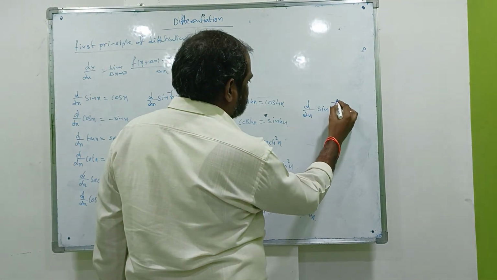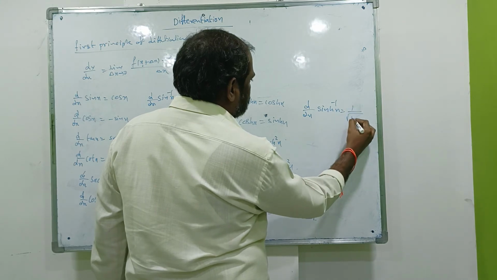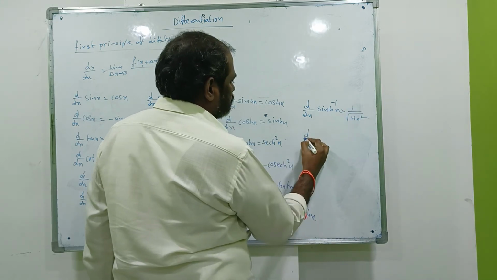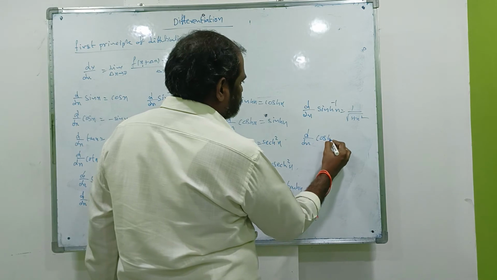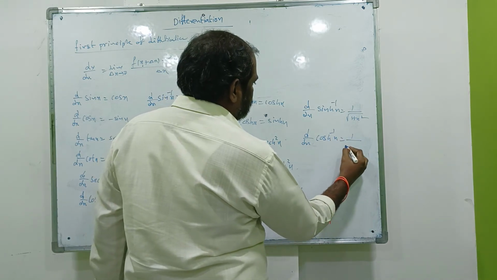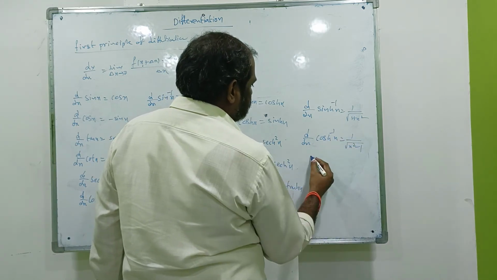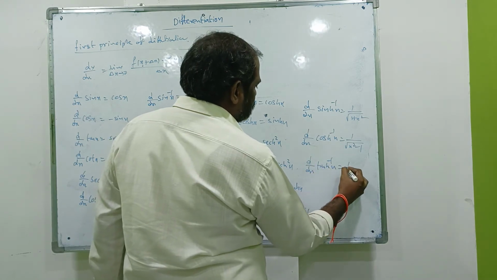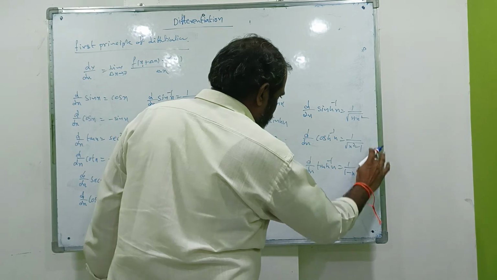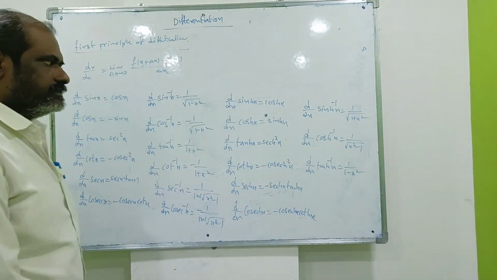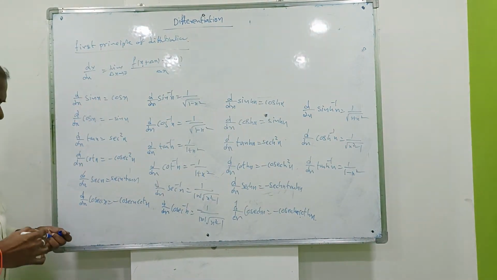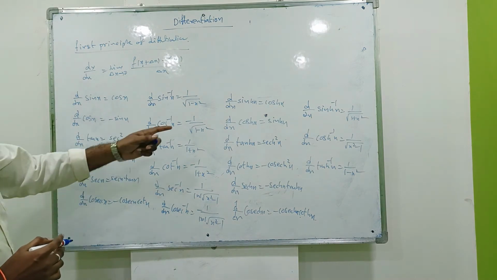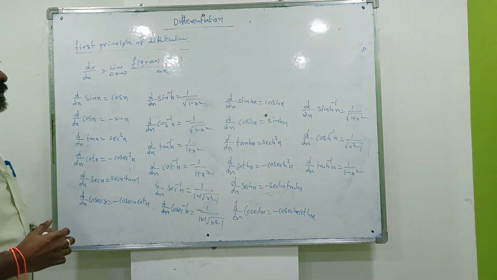Derivative of sinh inverse x is 1 by under root of 1 plus x square. D by dx of cosh inverse x is 1 by under root of x square minus 1. D by dx of tanh inverse x is 1 by 1 minus x square. These 3 formulas are enough for the inverse hyperbolic functions. So these are trigonometry, inverse trigonometry, hyperbolic and inverse hyperbolic.